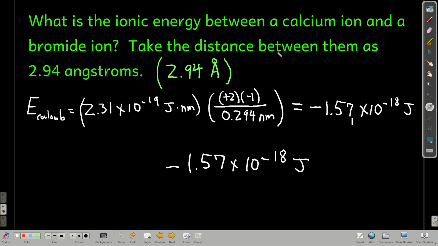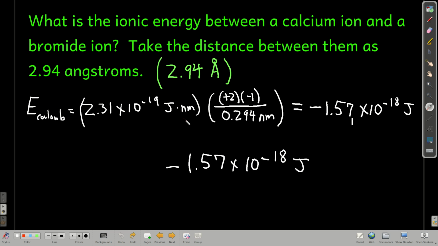Now here's how you might use it. If we wanted to find the ionic energy, the energy of interaction between a calcium ion and a bromide ion, we would use that, and you'd have to know the distance between them. At this point I'm going to tell you what it is. We're going to take it as 2.94 angstroms. Now remember, an angstrom is 1 times 10 to the minus 10th meters.